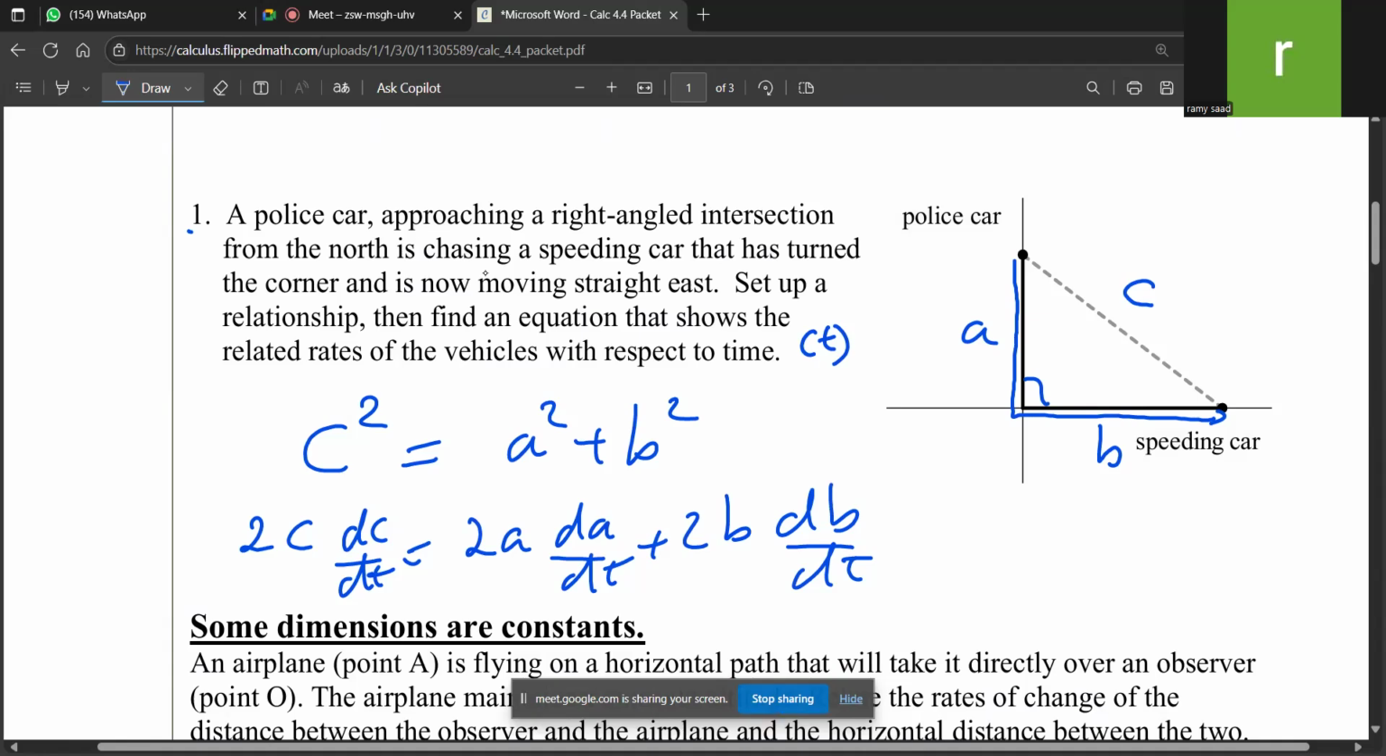So what is C? C is the length of the hypotenuse. A is the length of this leg. B is the length of this leg. dC over dt refers to the rate of change of the length of the hypotenuse according to time. And also for A, dA over dt refers to the rate of change of the dimension of A with respect to time, and B as well.